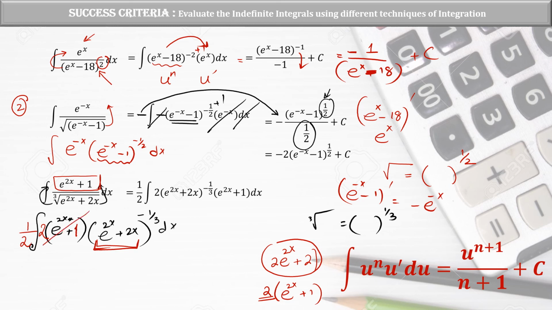Now we ignore our derivative. We ignore our dx. We only write the inner function as it is and add 1 to the power. So negative 1 over 3 plus 1 gives you 2 over 3, divided by 2 over 3, plus c. Then you will just make the simple calculations.